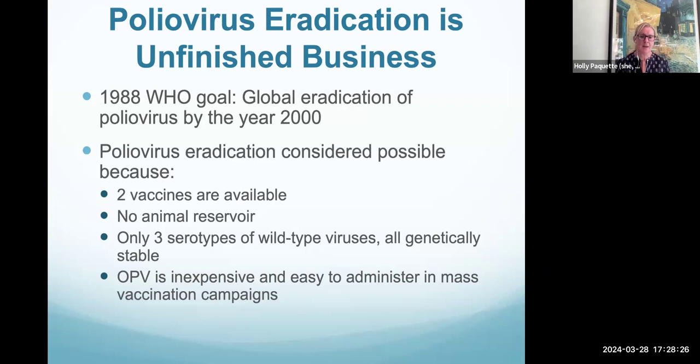And there's only 3 serotypes of the wild type viruses, and they're all fairly genetically stable, meaning they're not mutating at a high rate. One of the nice things too is that OPV, the oral polio vaccine, is pretty inexpensive, and it's easy to administer in mass vaccination campaigns because it's not a shot. You don't need a syringe. It's just an oral vaccine.